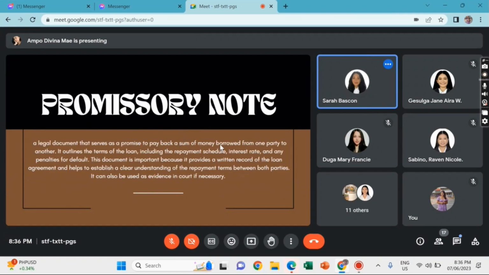A promissory note is a legal document that serves as a promise to pay back a sum of money borrowed from one party to another. It outlines the terms of the loan, including the repayment schedule, interest rate, and penalties for default. This document is important because it provides a written record of the loan agreement and helps to establish a clear understanding of the repayment terms between both parties. It can also be used as evidence in court if necessary.